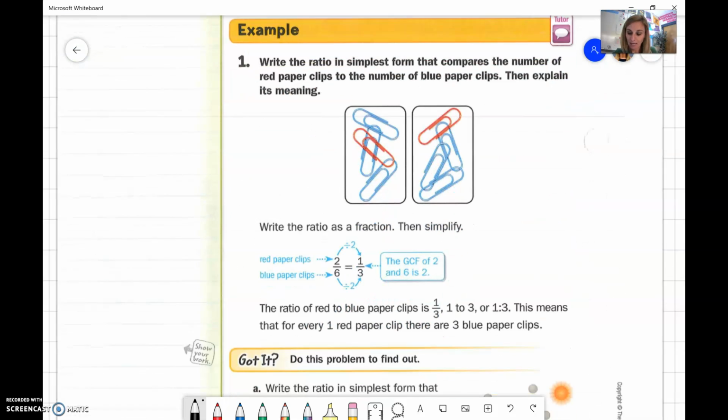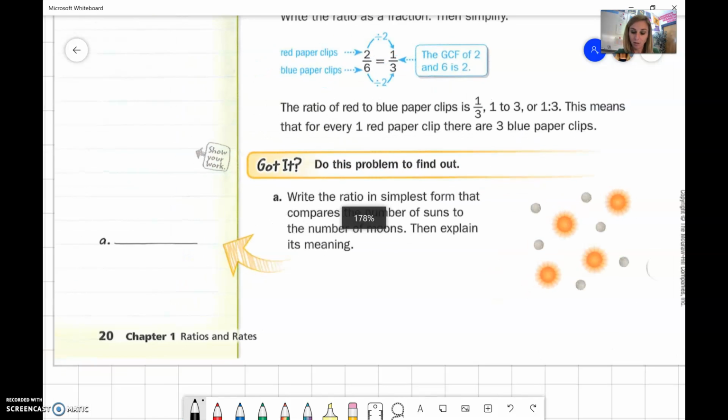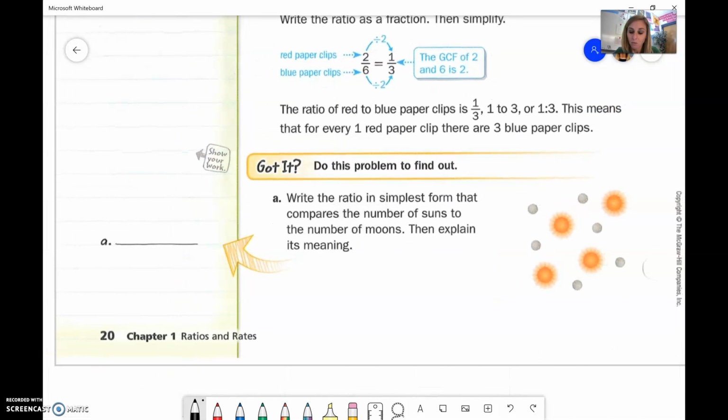So let's come down here and we're going to jump right into this question right here. It says, write the ratio in simplest form that compares the number of suns to the number of moons, then explain its meaning. So here's what we're going to do. First of all, I can see that there are 1, 2, 3, 4 suns, so I'm just going to write that over here so I know. And then I see that there's 2, 4, 6 moons.